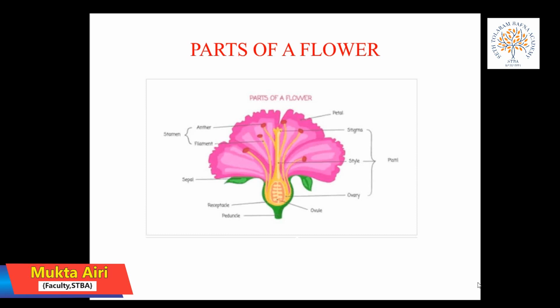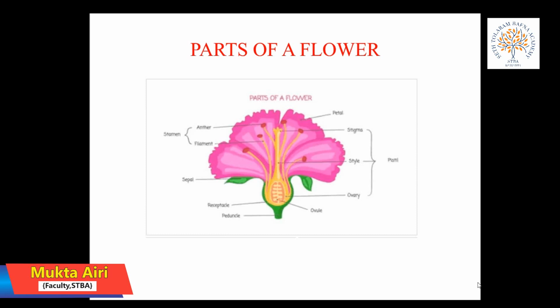Then the third part is stamen. Stamen is the male part of a flower. It is made up of filament and anther. Anther is the part of a stamen that produces and contains the pollen grains. Pollen grains are a powder-like substance which represents the male cell. Then filament. Filament is the stalk on which the anther is present.